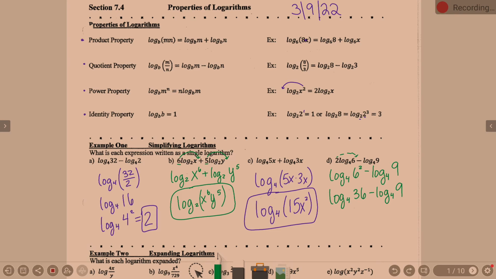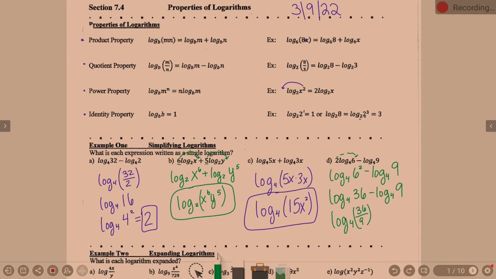Am I done? No. I'm not down to one single logarithm yet, am I? 2 logs being subtracted. Put them together as one log, where the insides are divided. So log base 4 of 36 over 9.